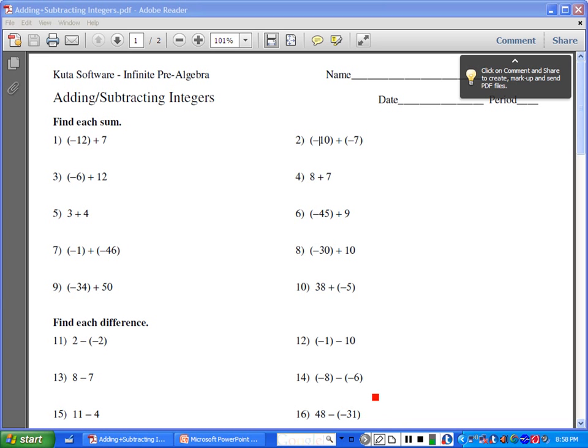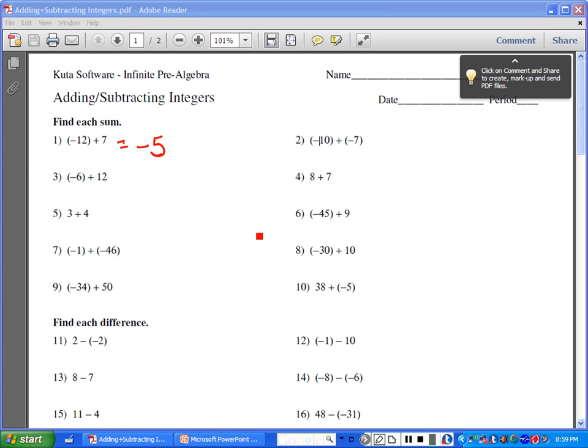negative 12 plus 7. We have different signs, so do the difference. If you subtract these two numbers, you get 5, but we take the sign of the bigger number. The bigger number is 12, therefore our answer is negative 5. What you should do is go along with me or pause the recording and work it out ahead of me and see if you get the same answers.